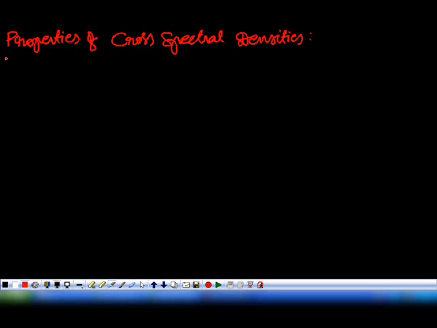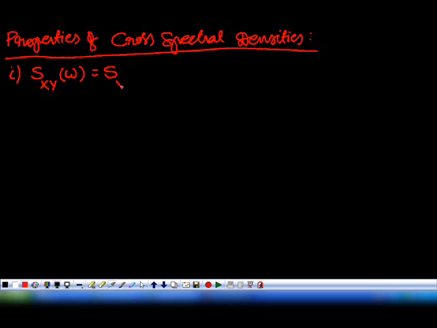In the case of PSD, we have only one density, power spectral density. In the case of cross spectral densities, we have two, the Sxy and Syx. The first property is that Sxy of omega is equivalent to Syx star of omega. It is the complex conjugate of Syx of omega.